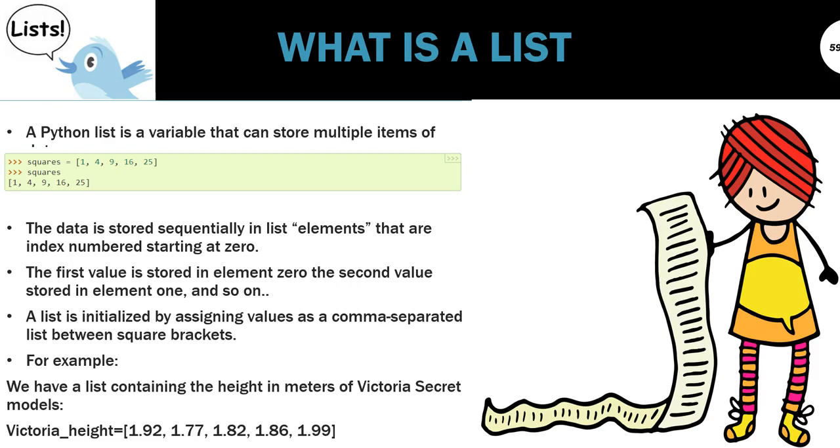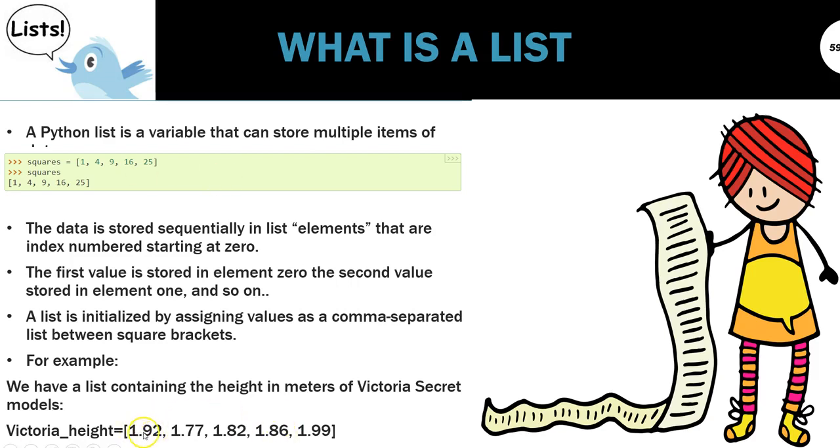For example, we have a list containing the heights in meters of Victoria's Secret models. The heights of the models are 1.92, 1.77, 1.82, 1.86, and 1.99. My question to you is this. What is the index of the element 1.86 in the list? Can you guess? Remember, we're starting at 0.